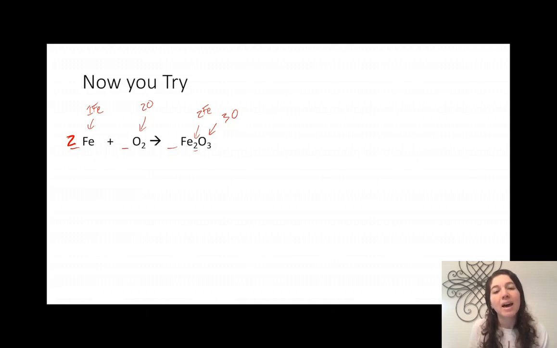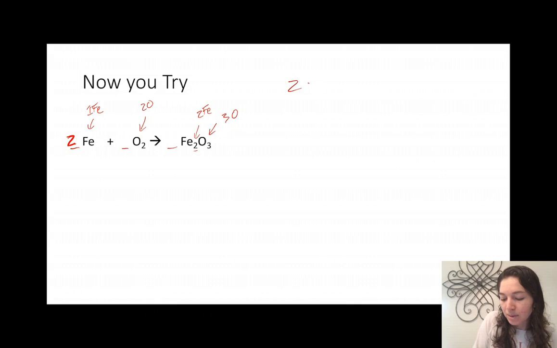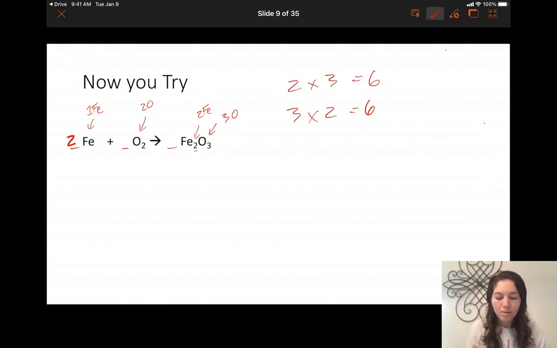Let's take a look at our oxygen. Oxygen, we've got a 2 on this side and a 3 on this side. The only way to make those equivalent is to make that a 6, because 2 times 3 equals 6. And 3 times 2 equals 6. So what we need to do here is we're going to have to add coefficients in order to make this work. So we can add a 3 here and a 2 here, and that's going to balance our oxygens.